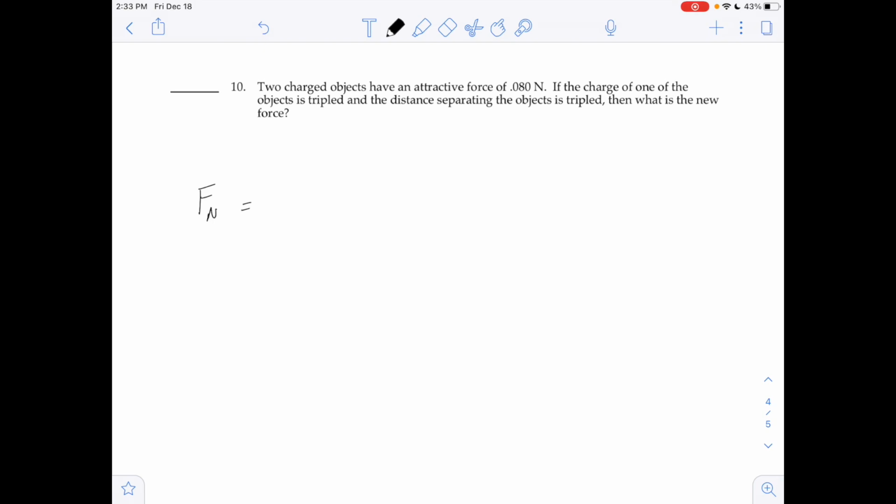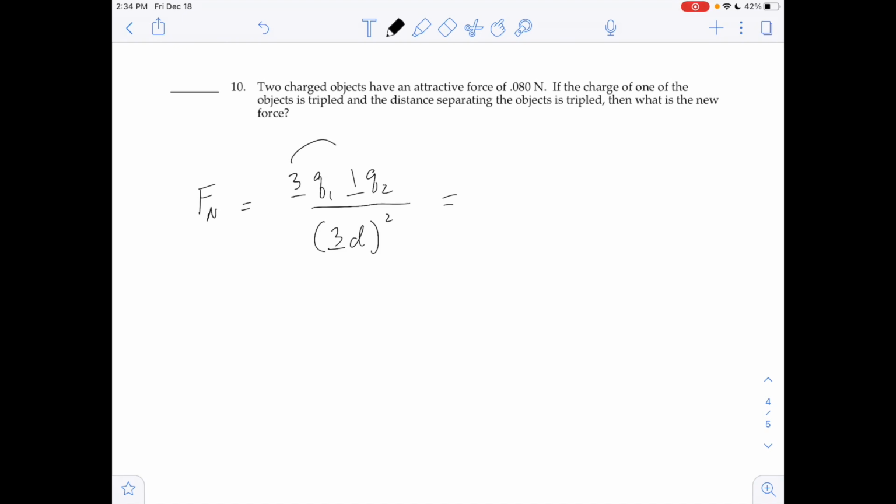All right, let's look at this example here. Let's set up everything the same way. So we have this new force is going to be equal to Q1, Q2 over distance squared. And we're going to put blank spots in front of each value, and it says that the charge on one of the objects is tripled. So let's say Q1 is tripled, and then the distance separating the objects is also tripled. Okay, and then nothing happens to this other charge, so we'll just put a 1 out in front.